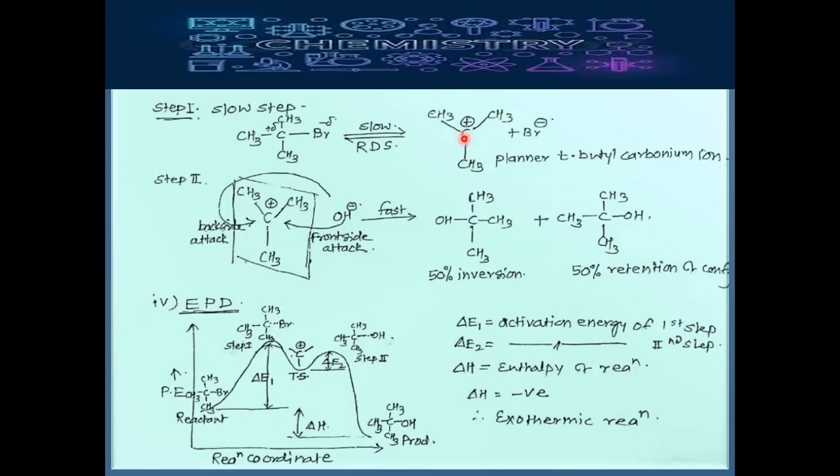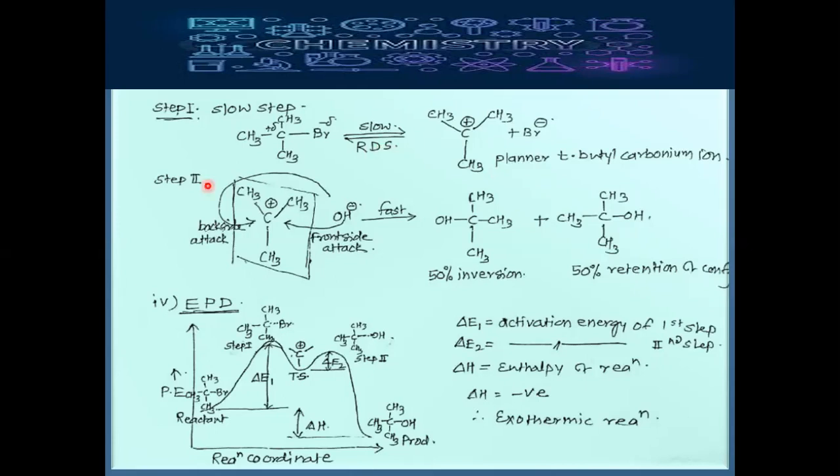In this tertiary butyl carbonium ion, the carbon has a total of 6 electrons in its octet and a positive charge. So this tertiary butyl carbonium ion has planar geometry. All of these are lying in one plane. This step is the slow step, and it is called the rate determining step.